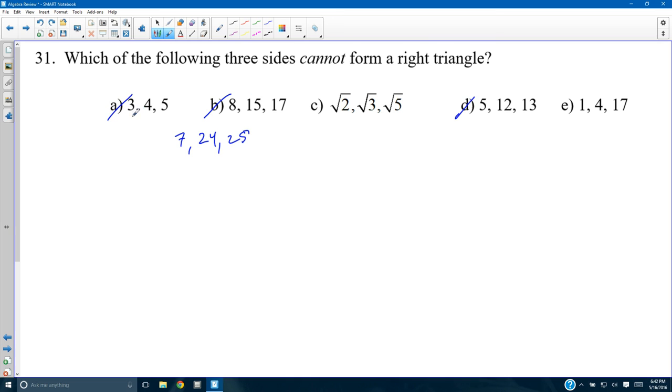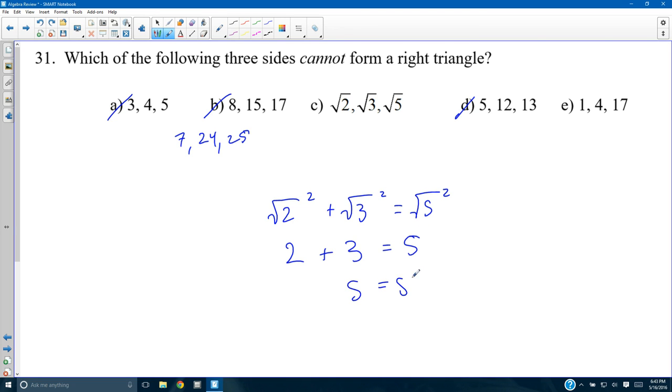Now, if you wanted to check all these, what you'll do is call the 2 shorter sides a and b and the longer side c, and then you just see if it works. So we could have checked them here. I'm going to save you that time. Let's check C. Root 2 squared plus root 3 squared equals root 5 squared. Root 2 squared is 2. Root 3 squared is 3. Root 5 squared is 5. 2 plus 3 equals 5. You betcha. This one checks out as well. This can form a right triangle.